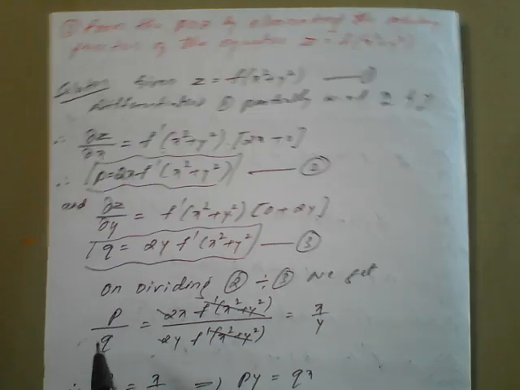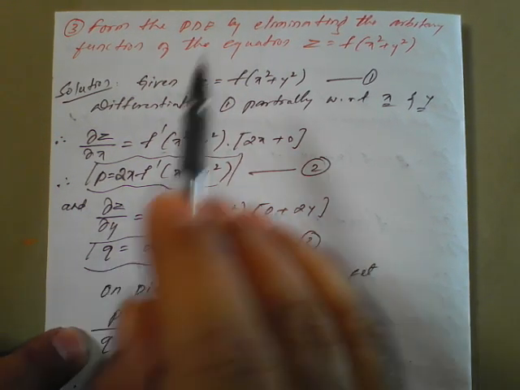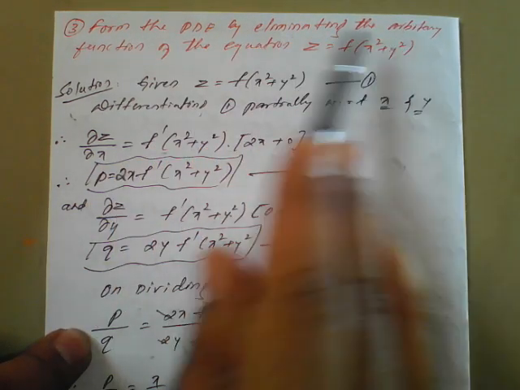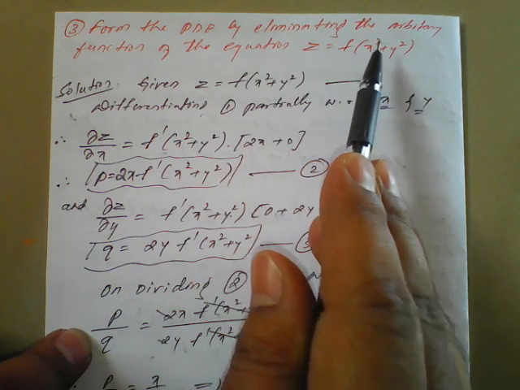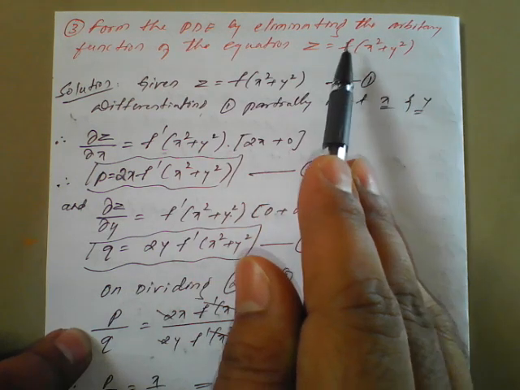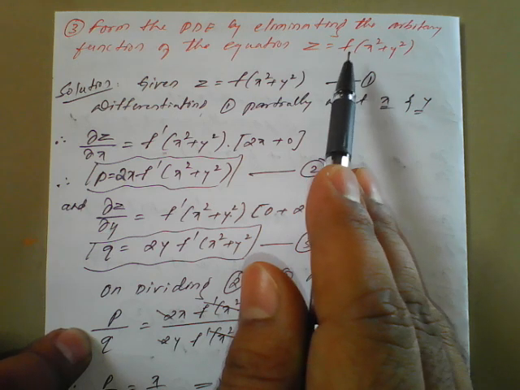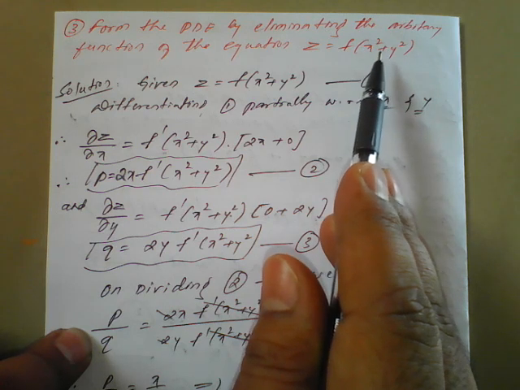A few more examples based on partial differential equations for the given function. The next question is: form the PDE by eliminating the arbitrary function from the equation z is equal to f of x square plus y square. You can see here we have only one function, which means we need to differentiate this equation with respect to x and y, because here x and y are the two independent variables.